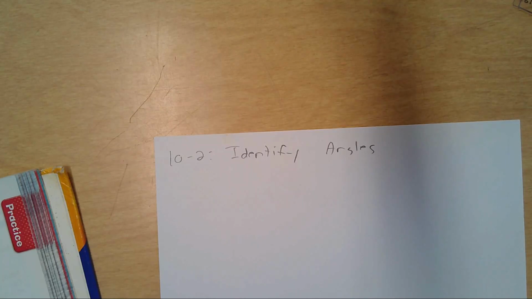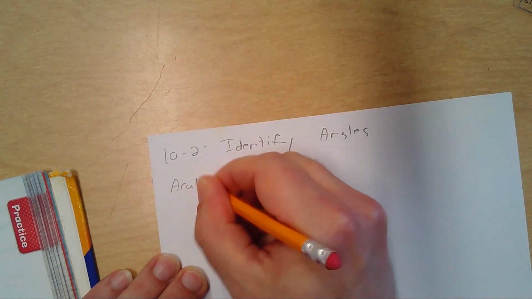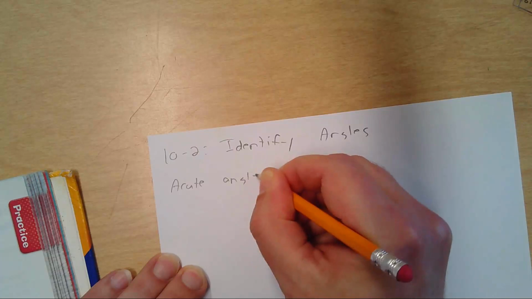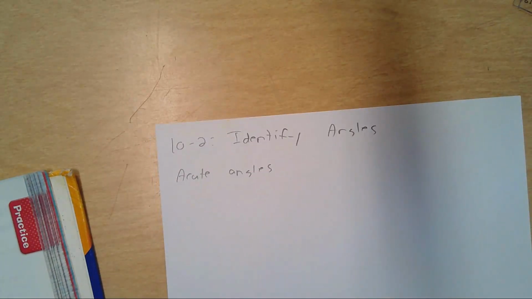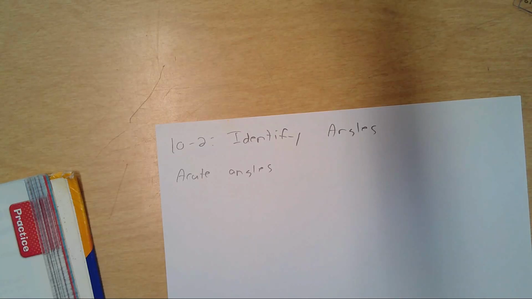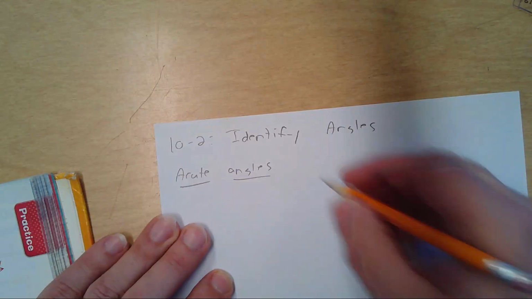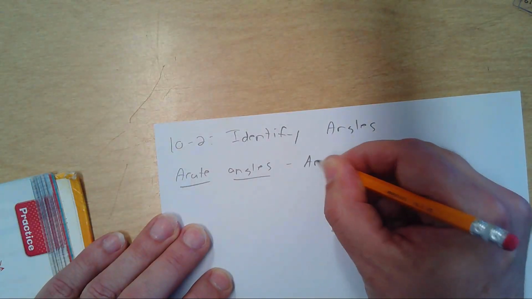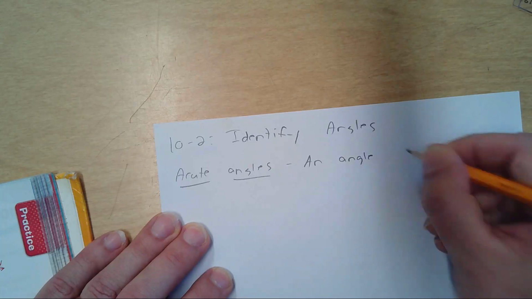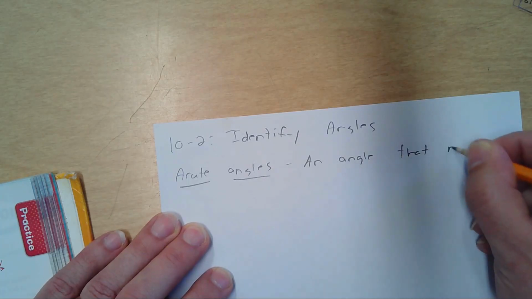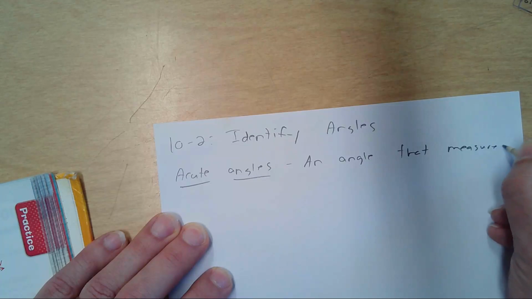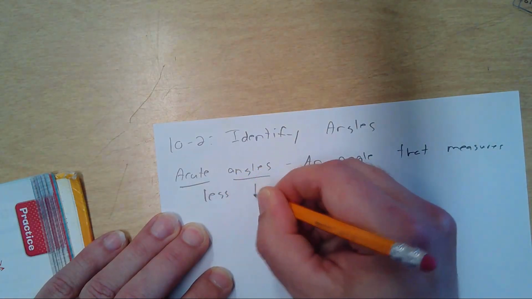So first off, acute angles. And this is classifying angles, where this will help, I think, for some of your angle constructions too, knowing kind of what different angles should look like there. But an acute angle is an angle that measures less than 90 degrees.